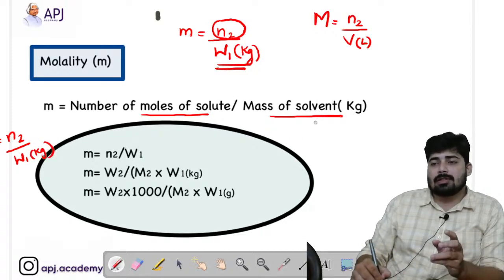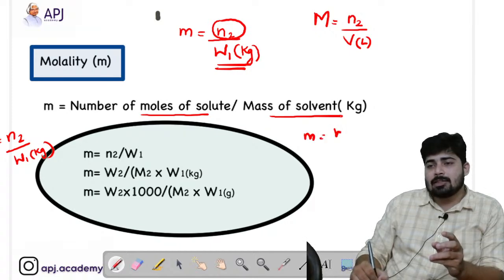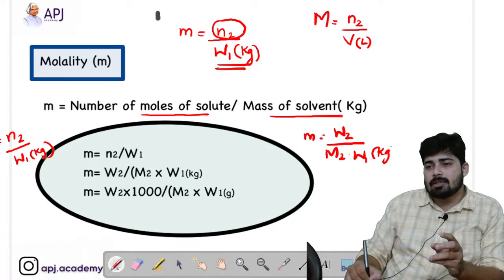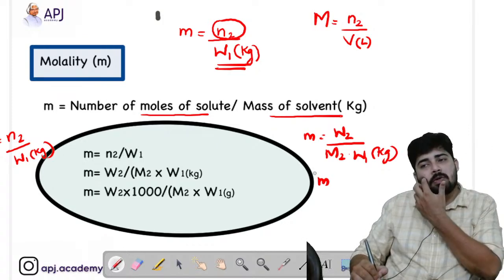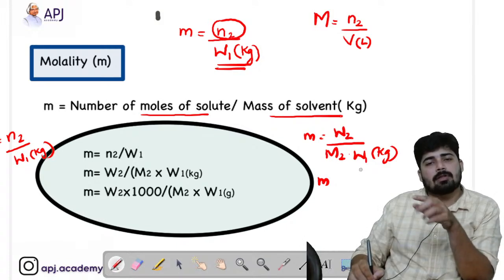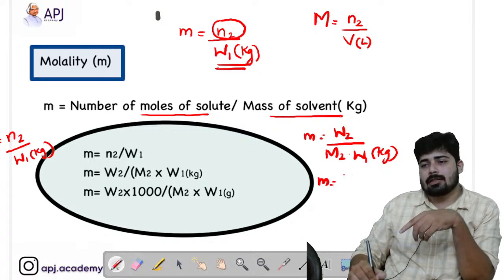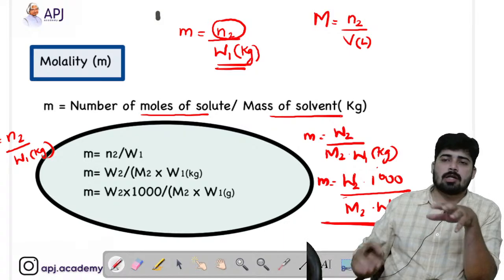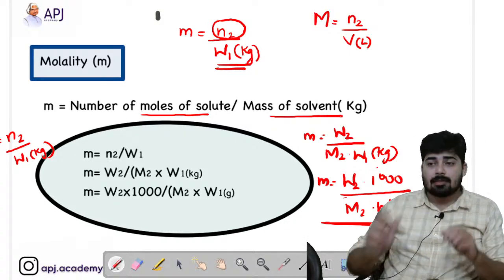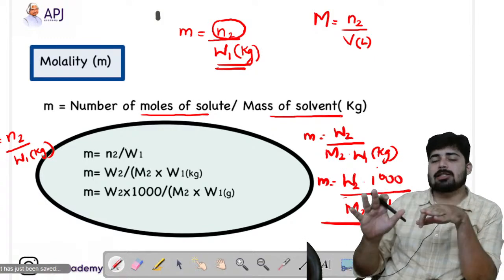If the number of moles is not given, then we know how to find the number of moles. So the weight of solute divided by the molar mass of solute, into the weight of solvent in kilogram, will give us the molality. And if the mass is given in grams, then we have to convert that mass into kilogram. So in that case, we have to divide W1 by 1000, and then the 1000 will go to the numerator. So the equation can be written like this: W2 into 1000 divided by M2 into W1 in grams. So if it is given in grams, this is the formula you have to use. So for molality also we have discussed 3 equations. You have to be very careful about molality.